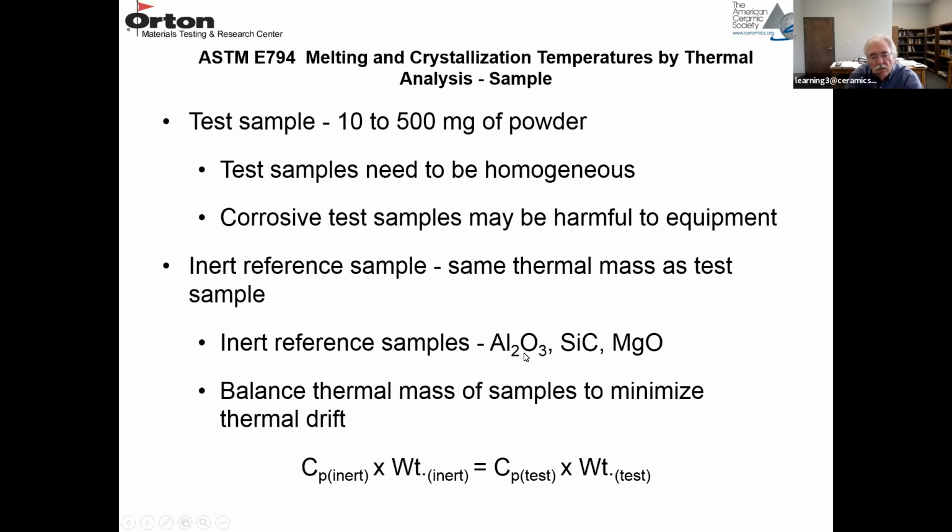And this is how you balance the thermal masses to minimize the thermal drift. You have your inert reference material. In this case, let's say it's Al2O3. You know the average heat capacity over this temperature range. So the heat capacity times the mass equals the heat capacity of the unknown times its mass. Well, you always know the mass of the unknown. You can weigh that. You may not know what material it is. If you know what material it is, you can look up the heat capacity. If you don't know what it is, you have to guess. This balances the thermal masses to try to control the thermal drift.